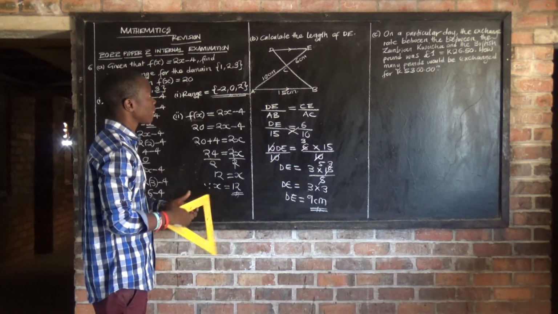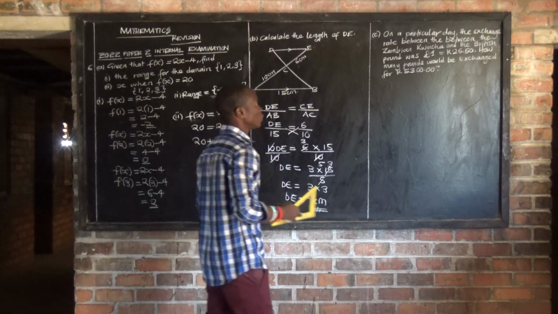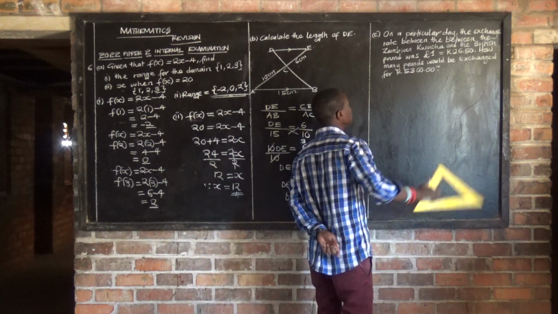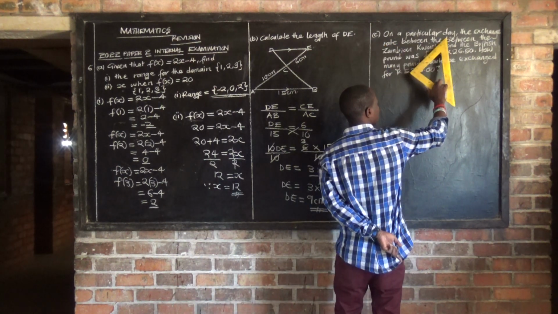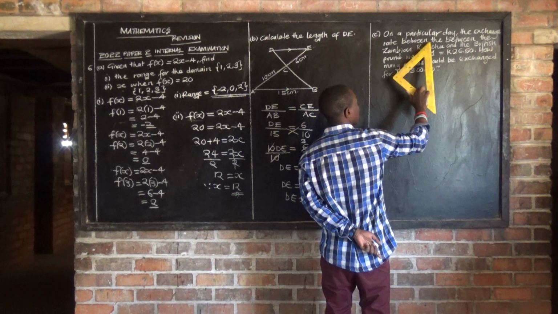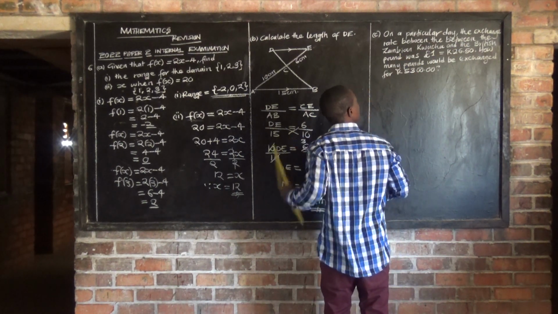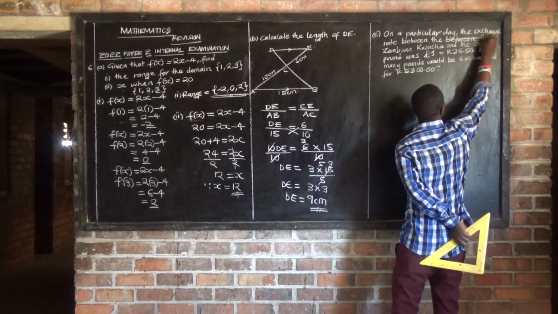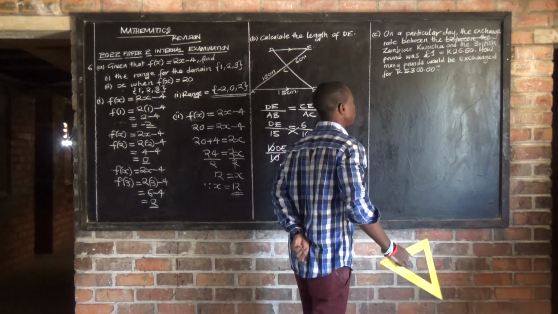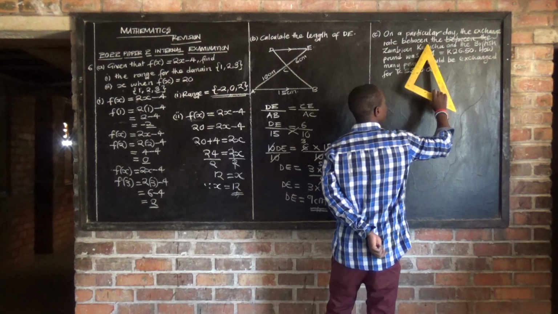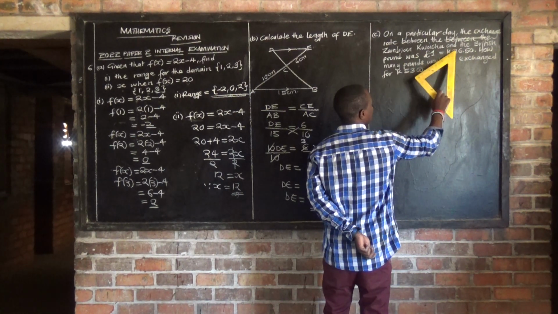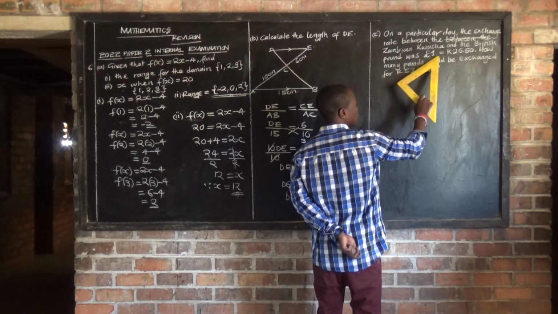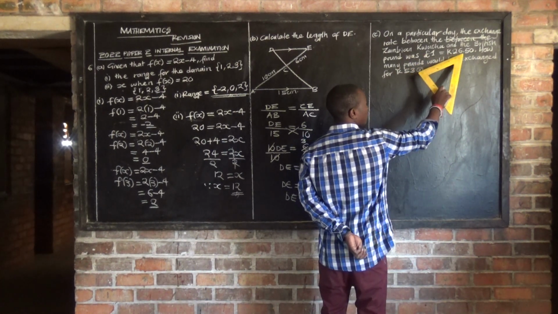Question C. A question on what? Social and commercial arithmetic, under exchange rates. So it said on a particular day the exchange rate between the Zambian kwacha and the British pounds was 1 British pound is equal to 26 kwacha 15 ngwee.